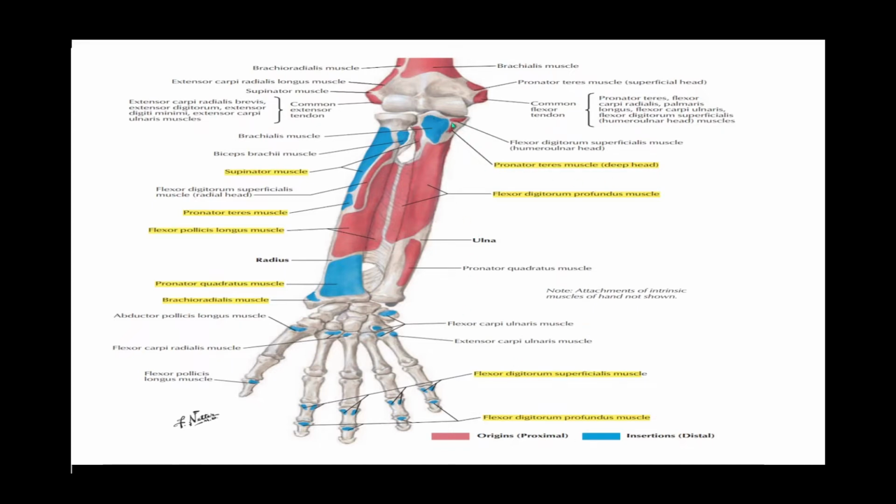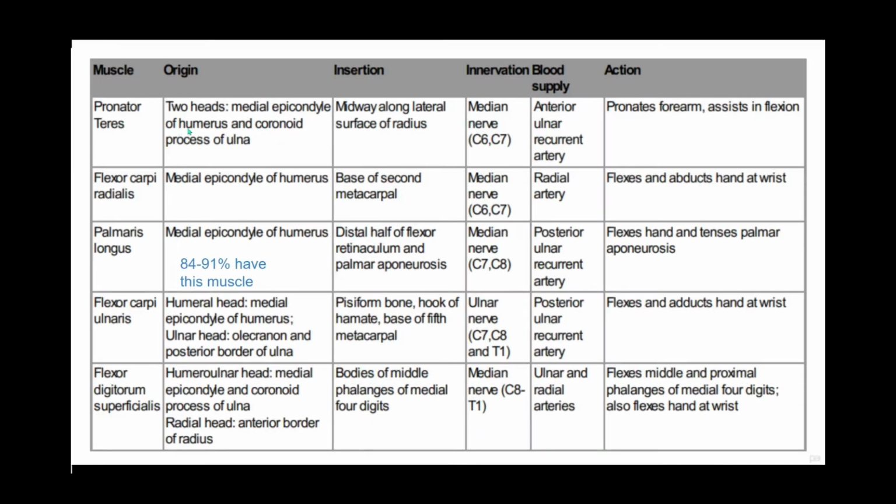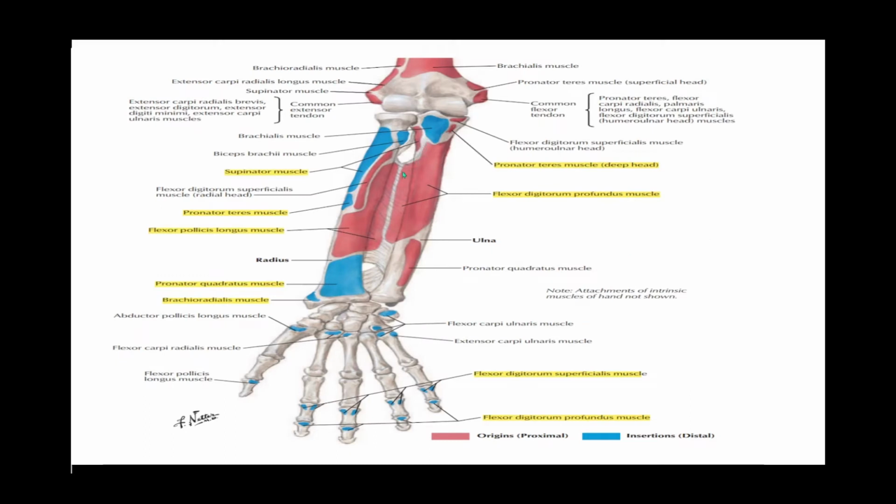So pronator teres, the red is origin: the deep head is from the coronoid process of the ulnar bone, and the superficial head is from the medial epicondyle of the humerus. Okay, and the pronator teres comes this way and moves towards the radial side, and it inserts into the middle third of the lateral surface of the radius. That's where it inserts, and it contributes in pronation of the forearm.